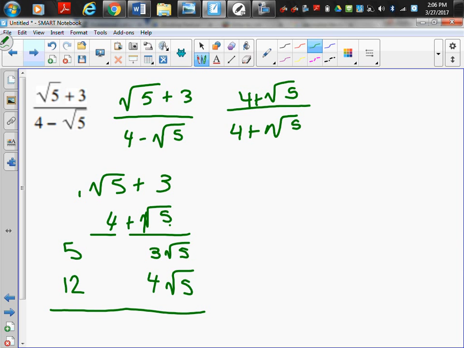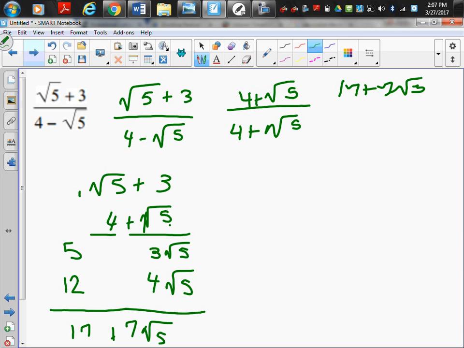Alright, now 12 plus 5. 17. 4 plus 3. 7 square root of 5. Alright, so we have 17 plus 7 square root of 5. That's our numerator. Alright. Now, 17 plus 7 square root of 5.